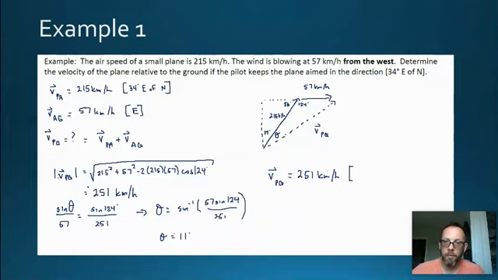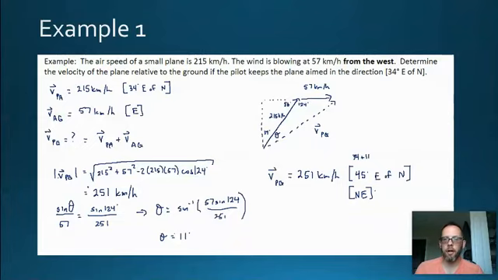If we look at our diagram, the velocity of the plane with respect to the ground is 11 degrees from the 215 kilometer per hour vector, the velocity of the plane with respect to the air. It's 34 degrees plus an additional 11 degrees. It's 45 degrees, and that's 34 plus 11, east of north. Now, 45 degrees east of north is pretty much northeast. So if you were to say northeast, that's fine, because that means exactly 45 degrees east of north.